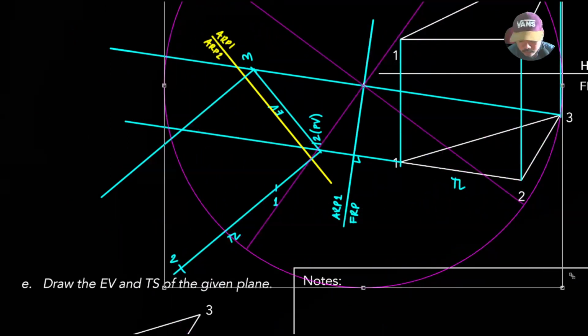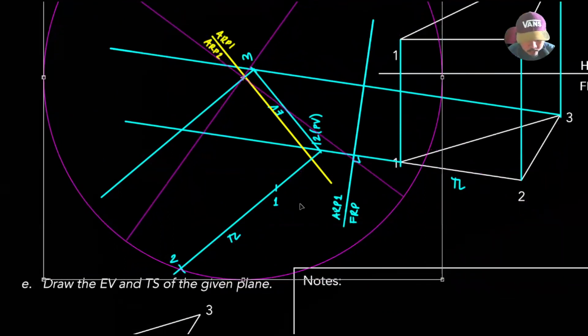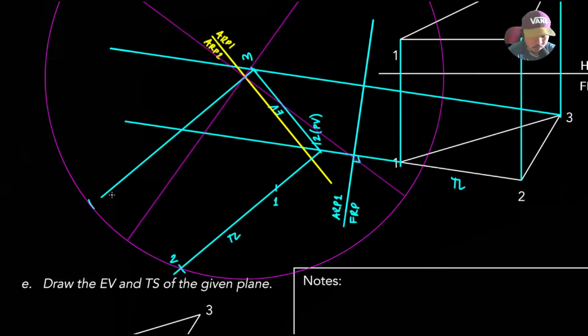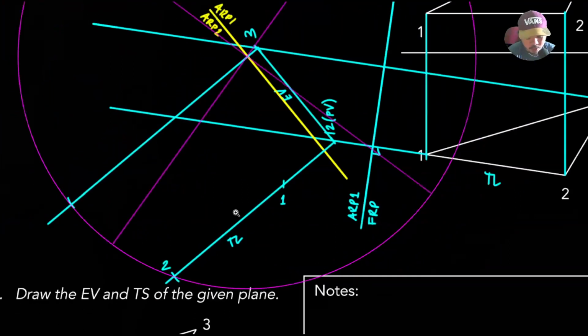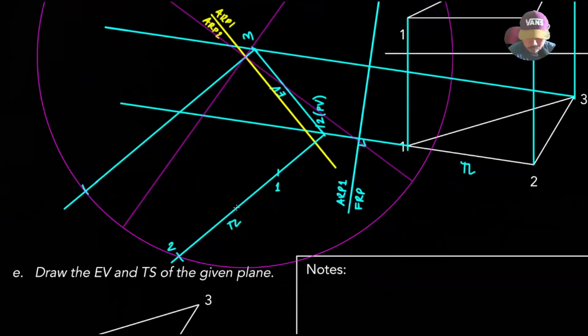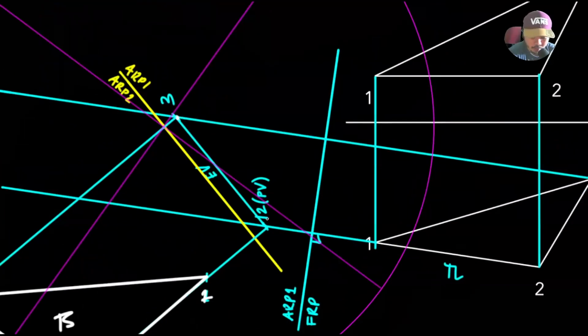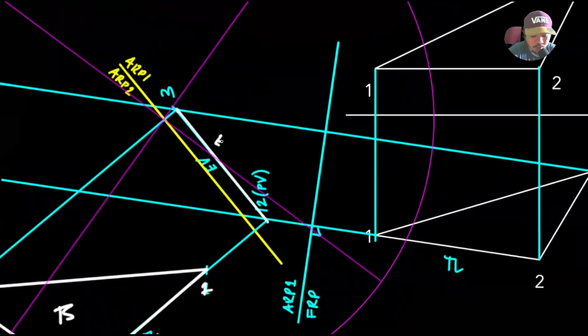Point 3. So, we measure from here. What I did is a bit incomplete. It should be like this. Okay? So, if we complete it, I can probably use a white marker to indicate that it is a final answer. If I do this, then this is the true size of plane 1, 2, 3. Right? Then this, let's finalize as well. This is the edge view of plane 1, 2, 3.